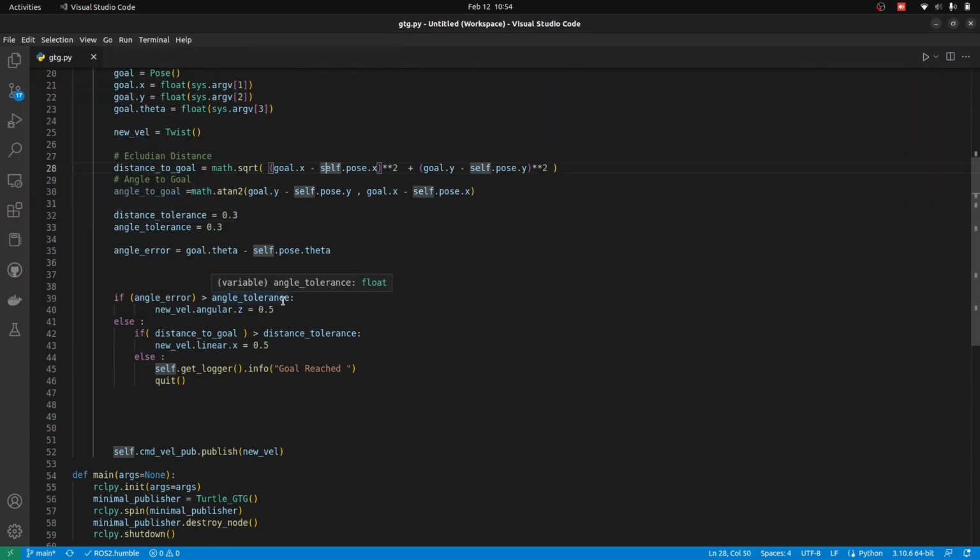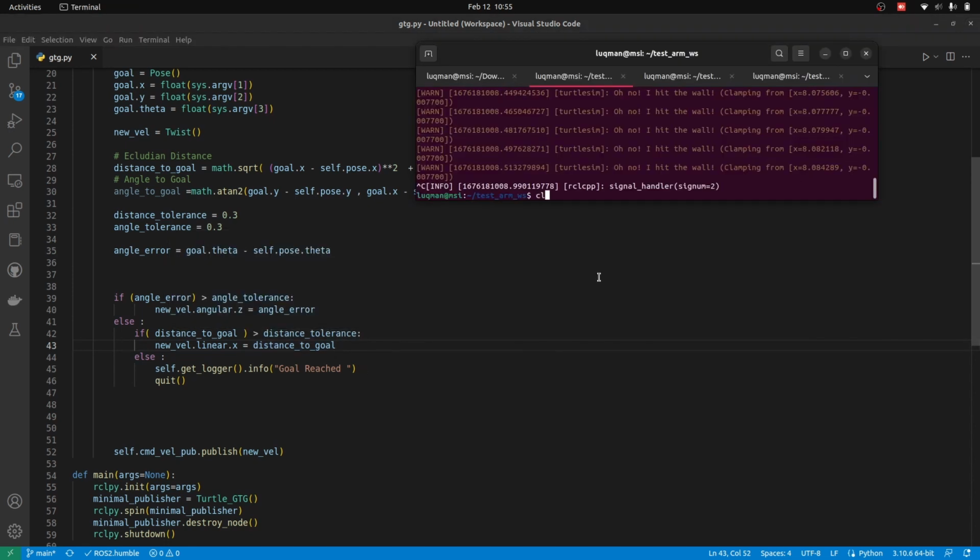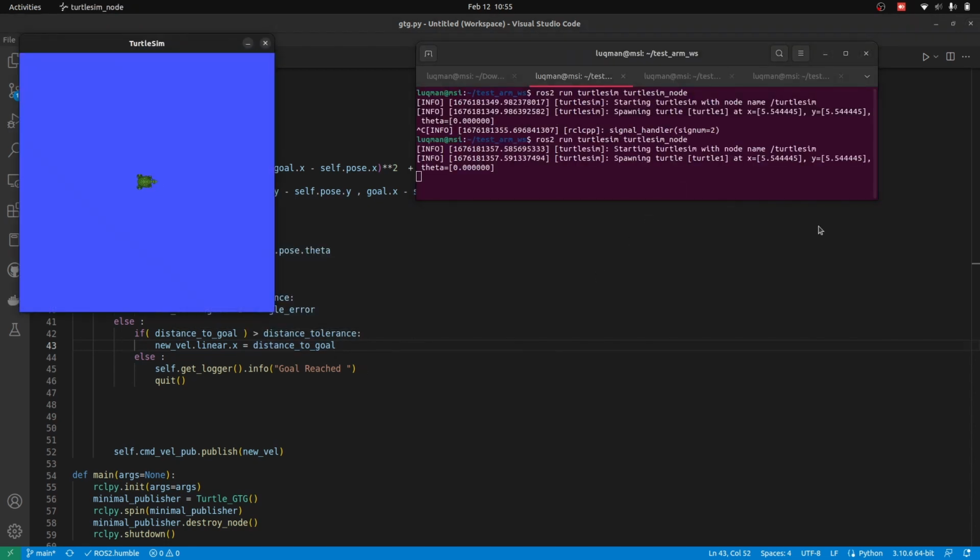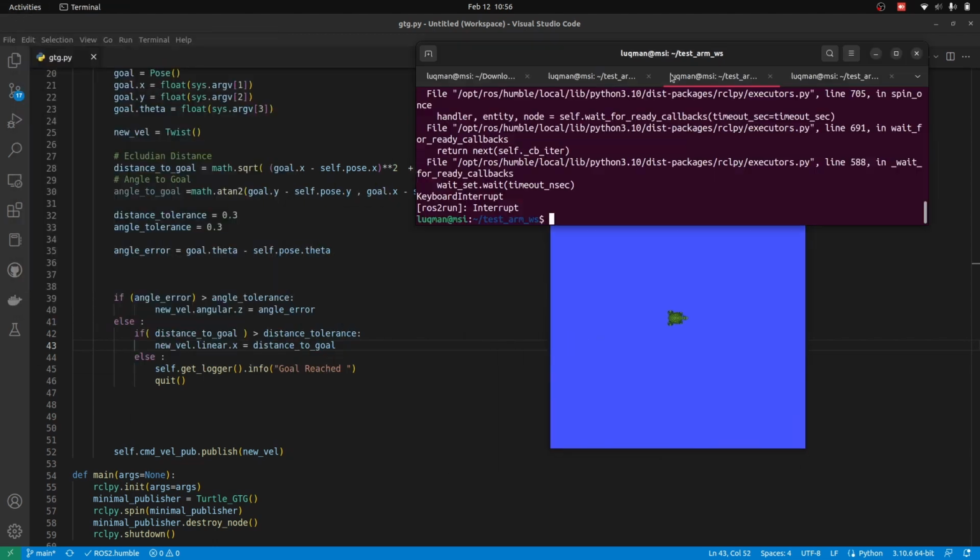The first thing that would be an appropriate change is removing this velocity, as we are going to directly supply the value of angle error. The robot rotates, the angle reduces, and so the velocity should also reduce. And the same with the distance to goal. We are directly going to supply those values of error. Let's now run the simulation. Here you can see that our turtle is here. Let's run the same node, but we need to perform colcon build first.